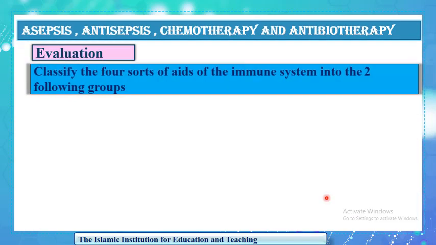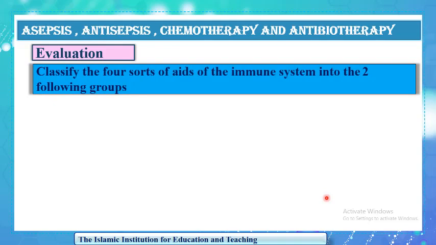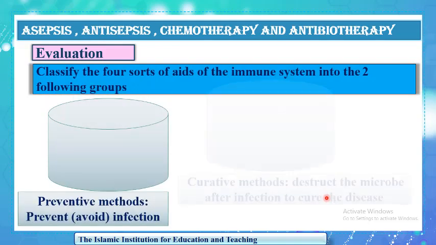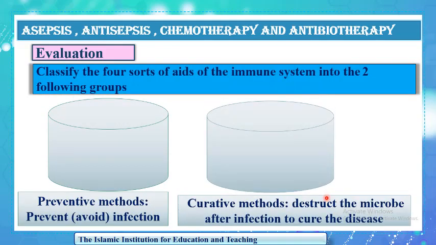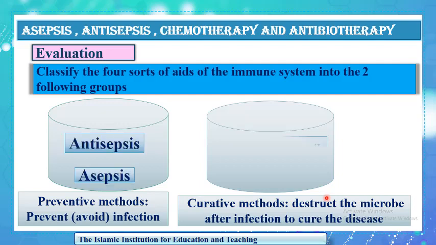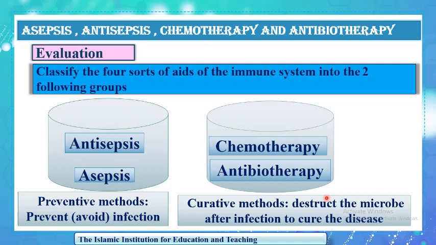Also pause the video and solve this evaluation in which you have to classify the 4 sorts of aids of the immune system into the 2 following groups: preventive methods or curative methods. Antisepsis and asepsis are preventive methods because they prevent and avoid infection, while chemotherapy and antibiotherapy are curative methods because they destroy the microbe after infection to cure the disease.